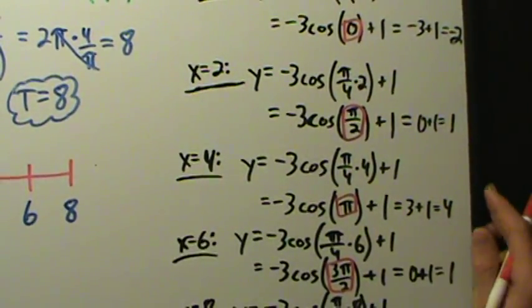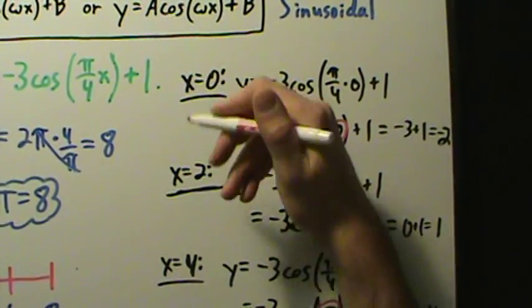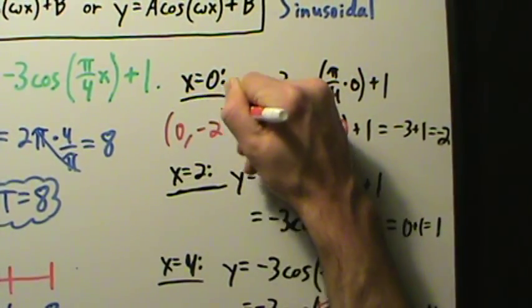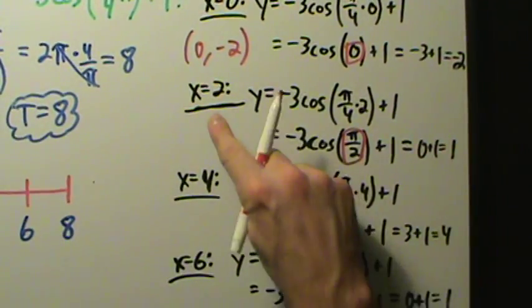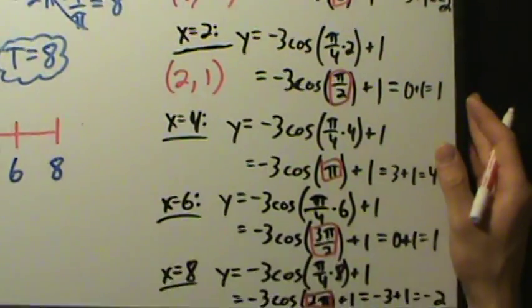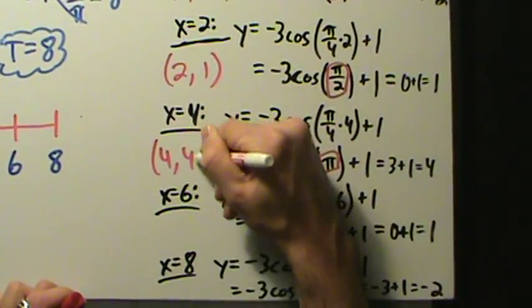Okay, so what are the points here? So when x is 0, y is negative 2. Okay, so this is the point 0, comma, negative 2. When x is 2, y is positive 1. So this is the point 2, comma, 1. When x is 4, y is 4. So that's 4, comma, 4.